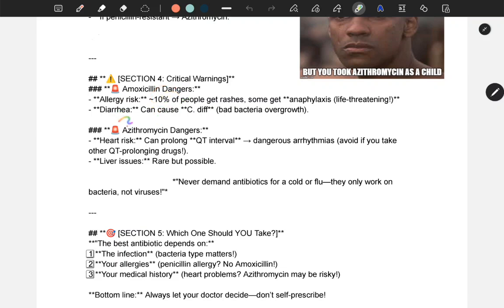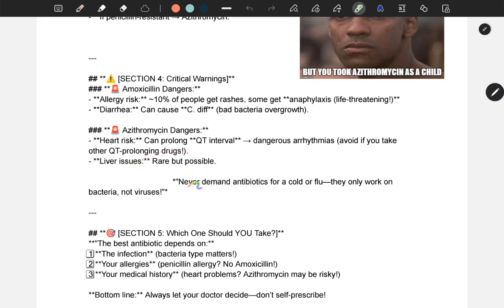And of course, diarrhea is very common and can lead to Clostridium difficile because it will remove the normal gut flora, so your Clostridium difficile can easily overgrow. So that's why you don't take it as much. Azithromycin, again QT prolongation, arrhythmias, but there is very little chance. It's only in old age, and of course liver issues. It's also very rare but possible.